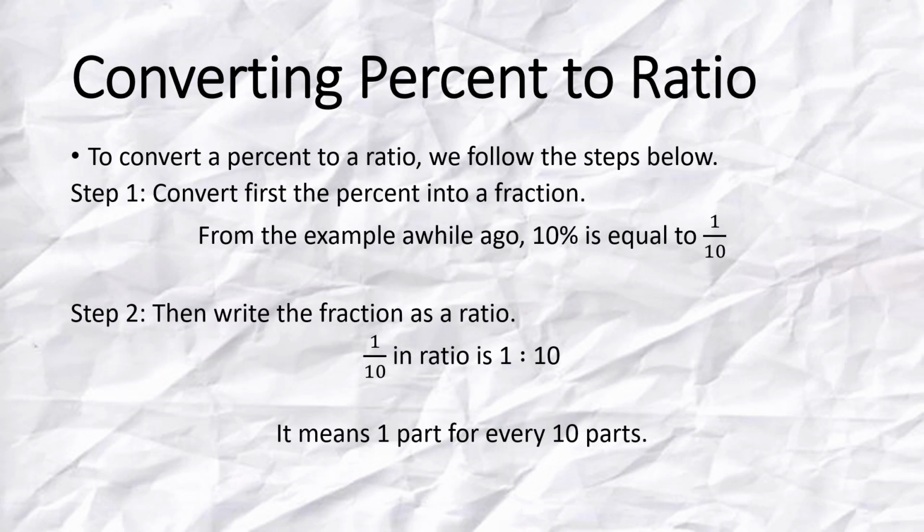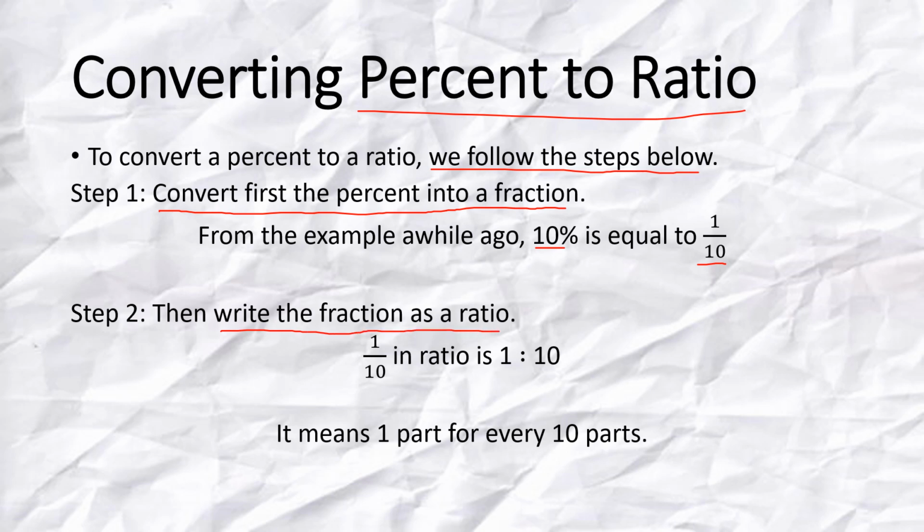Next, converting percent to ratio. To convert a percent to a ratio, we follow these steps. First, we convert the percent into a fraction. A while ago, 10% is equal to 1 over 10. Now, we can write the fraction as a ratio. So 1 over 10 will now become 1 is to 10. It means 1 part for every 10 parts of the given ratio.